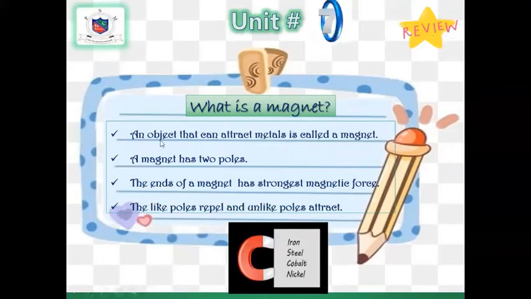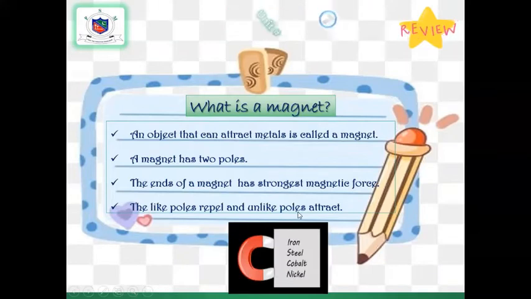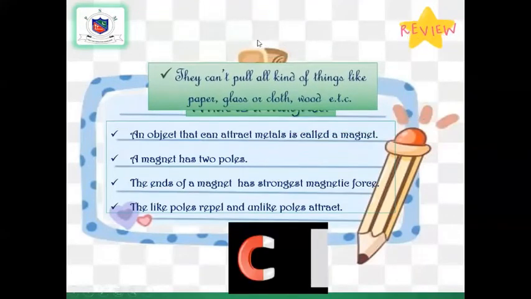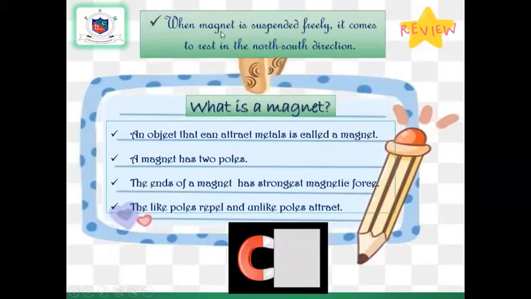So students, as we know about magnets, the end of the magnet has the strongest magnetic field, and like poles repel and unlike poles attract. These are all properties of the magnet. When we suspend a magnet, we find that it is always aligned with the direction of Earth's north and south.